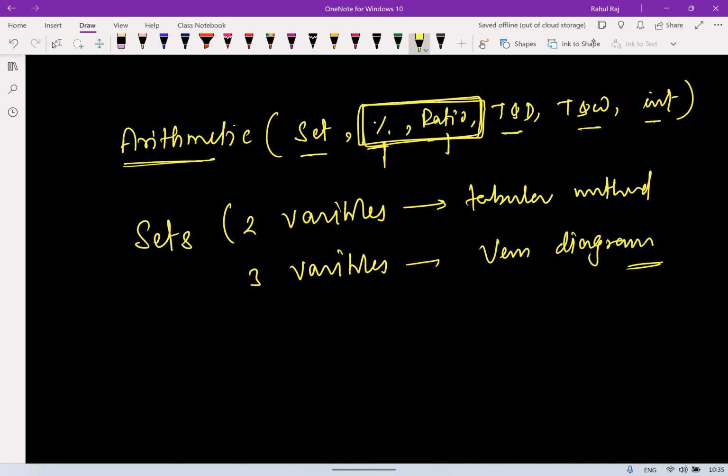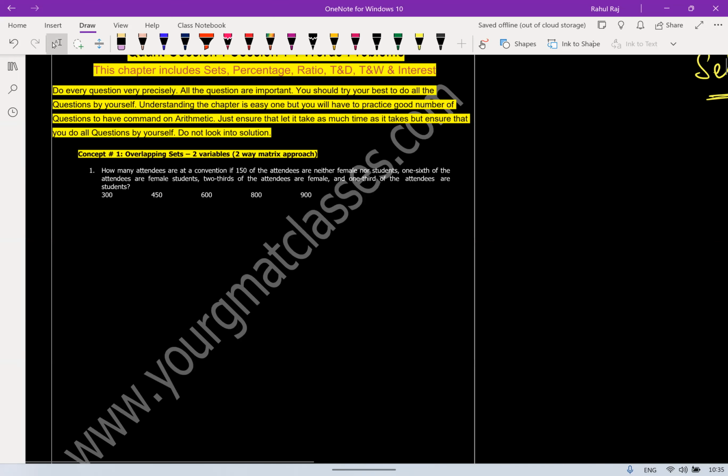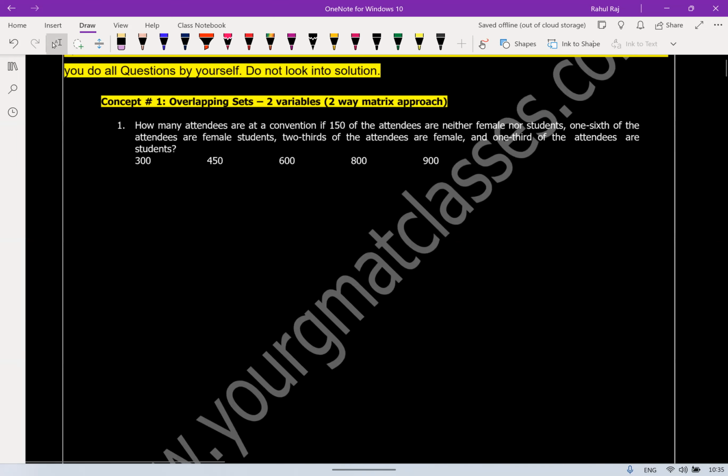So we'll just do it. Starting with the sets, can you please do question number 1? Just read question number 1 and I'll show you how to do it with the tabular method. The rest 3 you can do on your own. Just read this question and I'll tell you exactly how it needs to be done.